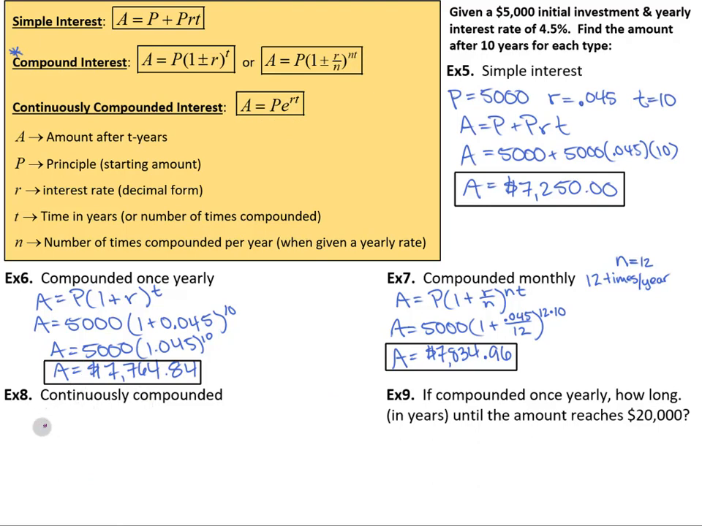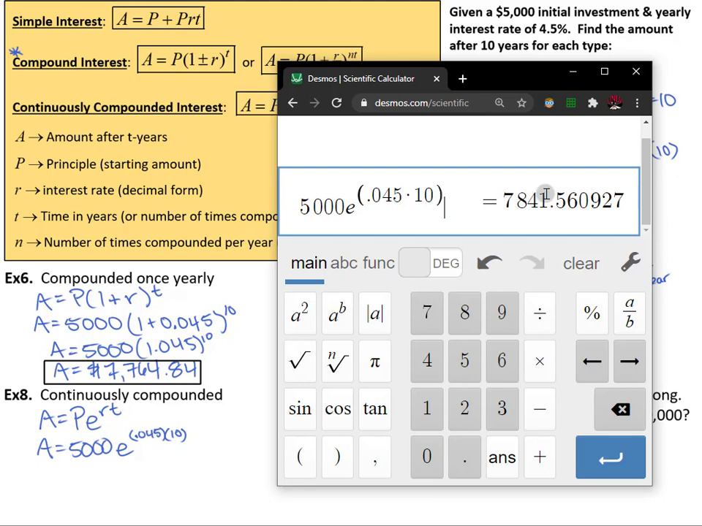So that's pretty cool. Our formula looks like PERT, P times e to the rt power, for continuously compounded interest. Well, let's plug in our numbers. That's 5,000 times e to our interest rate, 0.045, times t, which is 10. Let's check out our calculator. This would be the maximum amount I could get from compound interest. And there we go. Not much more than when we talked about daily. Maybe a few pennies more. But this is the maximum, $7,841.56.